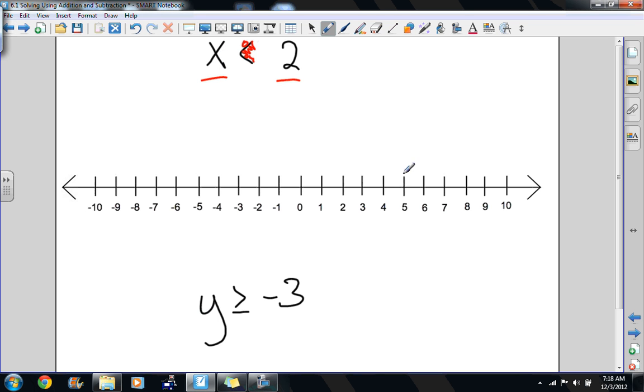Okay, so I'm going to go down to 2 here, and I'm going to put a circle on it. And we know that the x will be smaller than the 2. So that means we need to shade where the smaller numbers are. That'll be to the left. Okay, and you can shade like that, or you can shade like that. I don't care. Either way is fine.